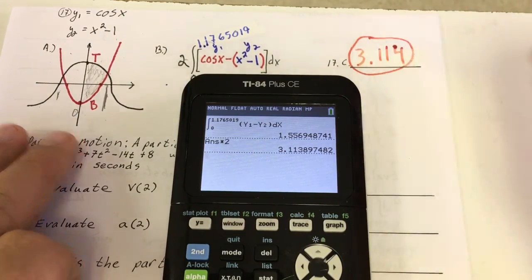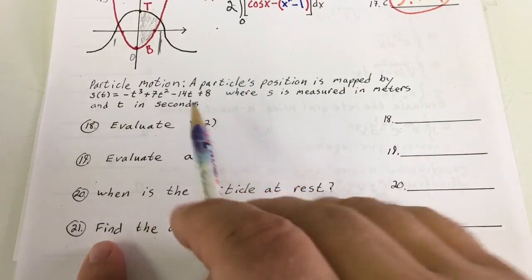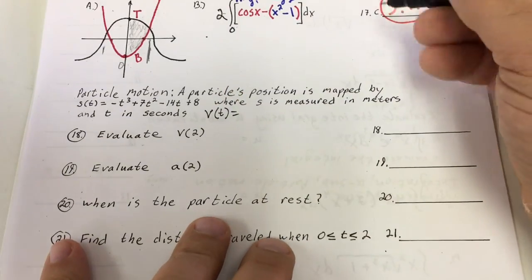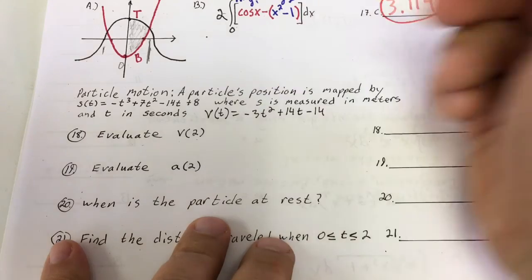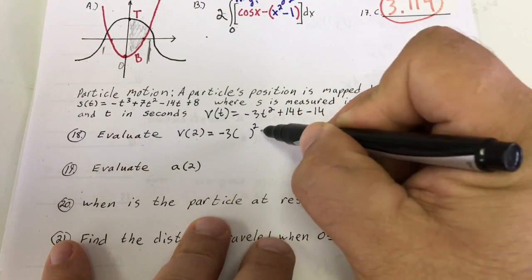3.114. I want to evaluate the velocity at 2. The particle's motion is mapped by that equation, so I want to take the derivative of that to get my velocity function. So I just have it up here chilling. Velocity is going to equal negative 3t squared plus 14t minus 14, and the derivative of 8 is 0. To find the velocity after 2 seconds, I just plug in a 2 to this equation.